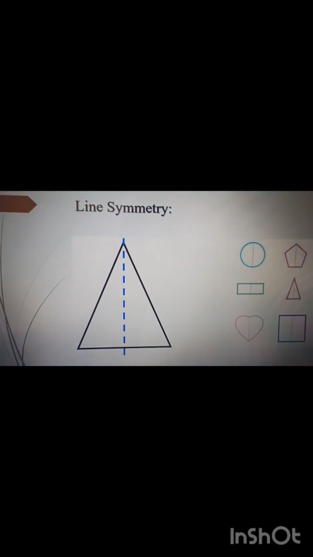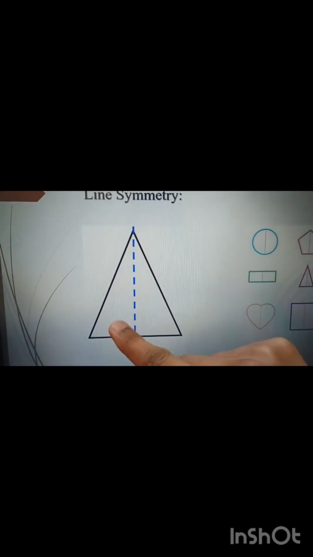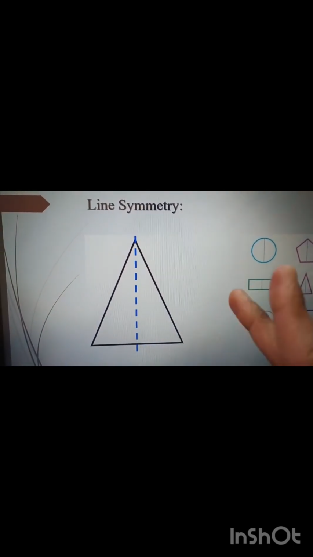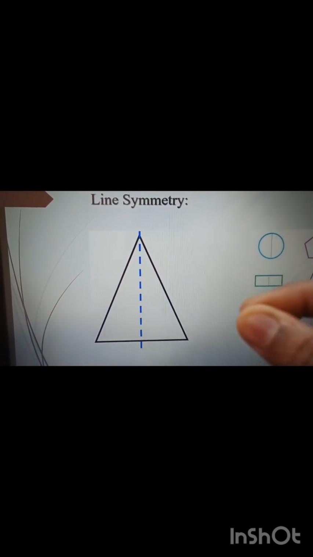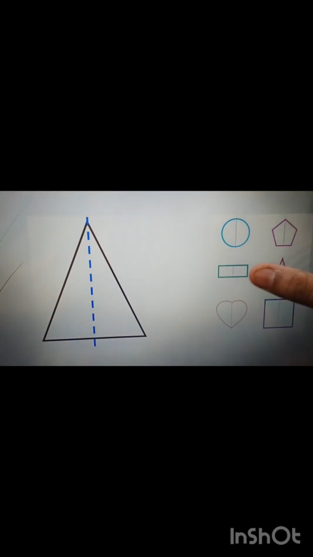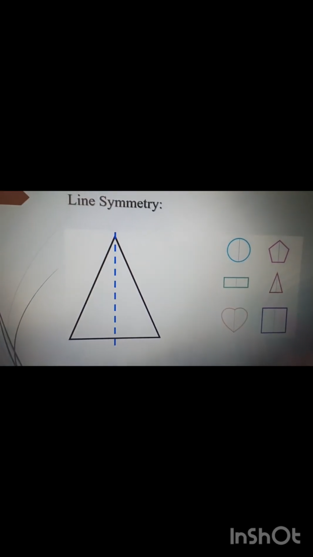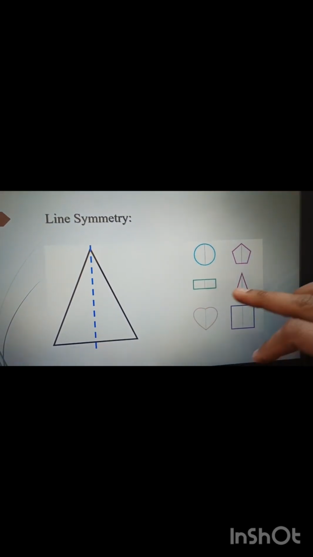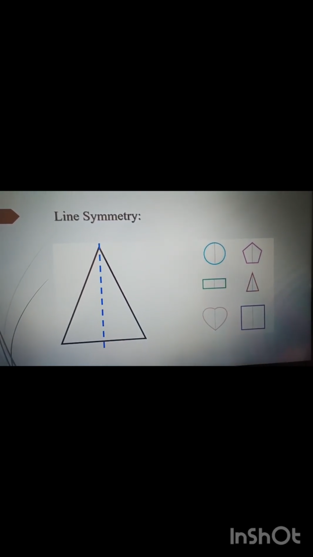Okay, so I'll just help you understand with some more examples. Here is a triangle. Can you see this line? When I fold this triangle with the help of this line, this shape will be folded in a symmetrical way, in a symmetrical figure, in the exact same shape. This circle, this triangle, this rectangle, this heart, or this square: this is nothing but a line of symmetry, where your shape is being folded in exact half.